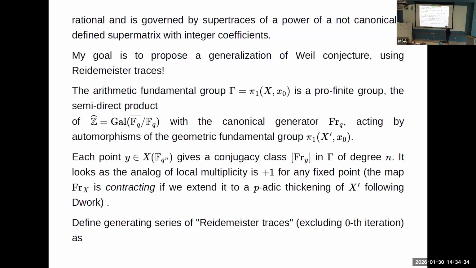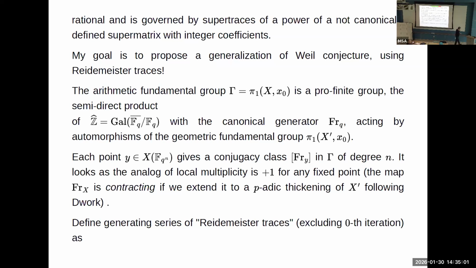For each point of a variety over F_q, it's not my base point, it's somewhere else, you get a local Frobenius. You get a conjugacy class of this group. Yeah, so nothing mysterious. And it looks like an analog of multiplicity +1 for any fixed points.